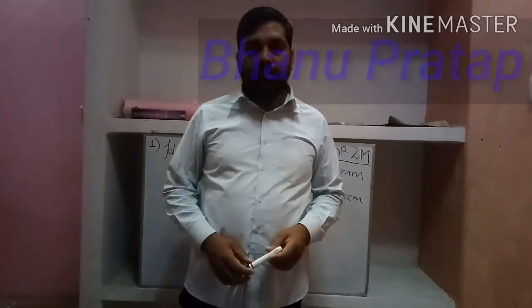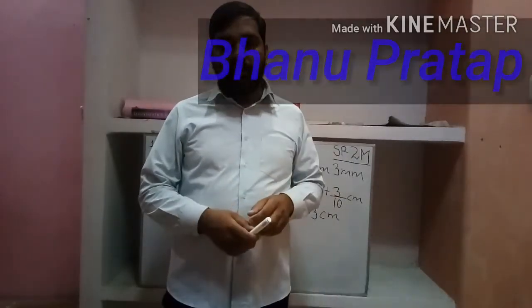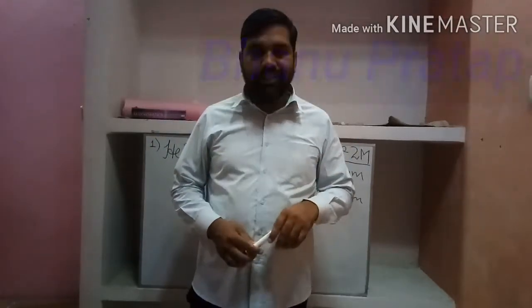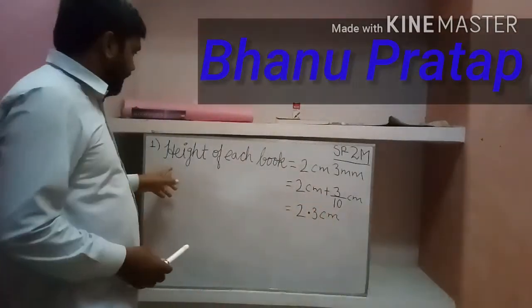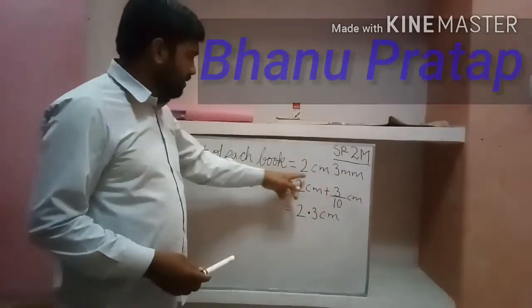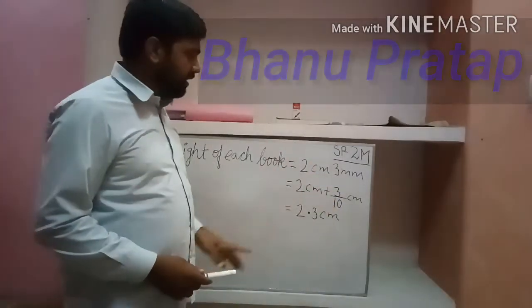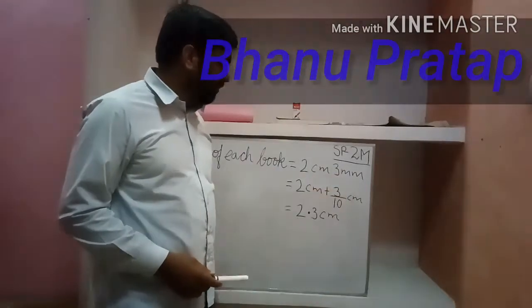So there is a pile. In that pile there are 15 books. And the thickness of each book is 2 centimeter 3 millimeter thick. See, the height of each book is 2 centimeter 3 millimeter. So first, both are in different units. First we convert into the same units. We convert this smaller into bigger, millimeter into centimeter.